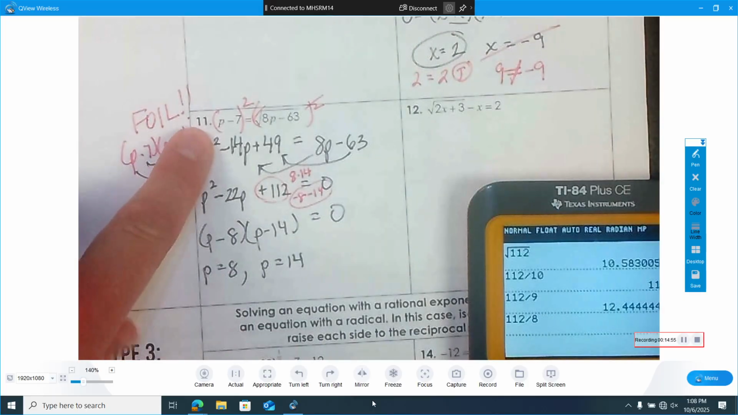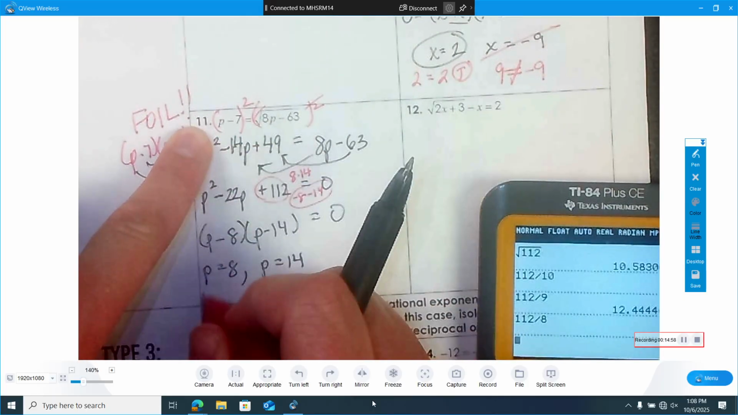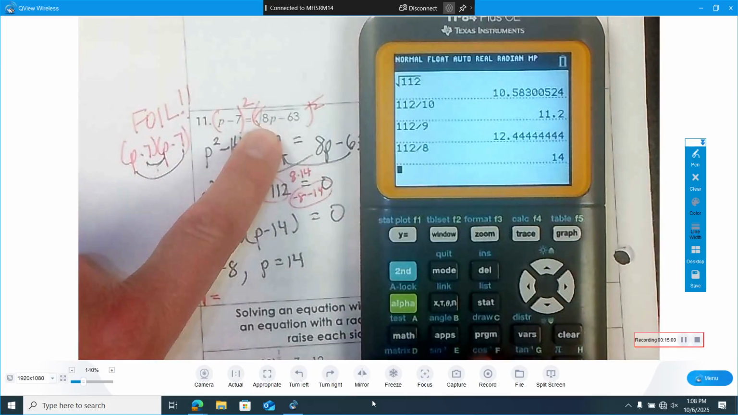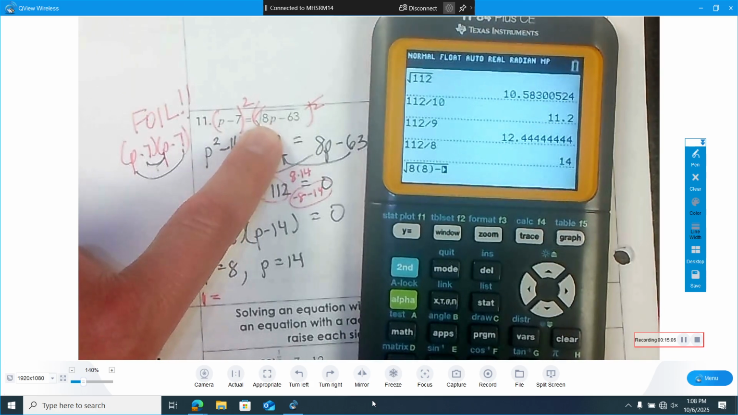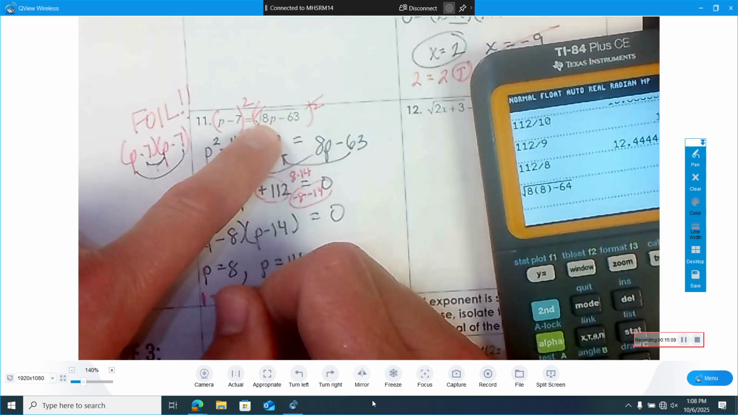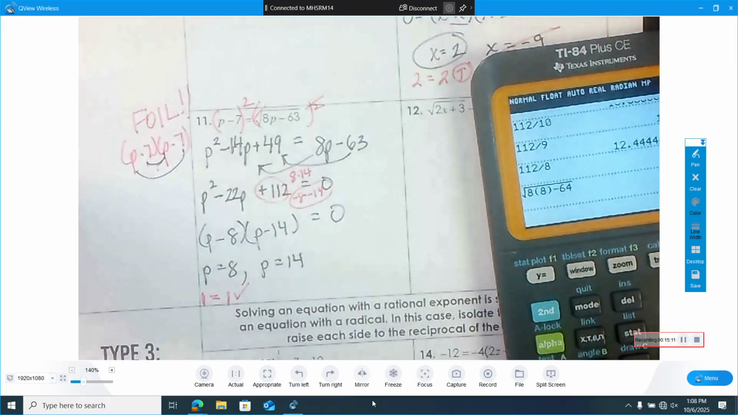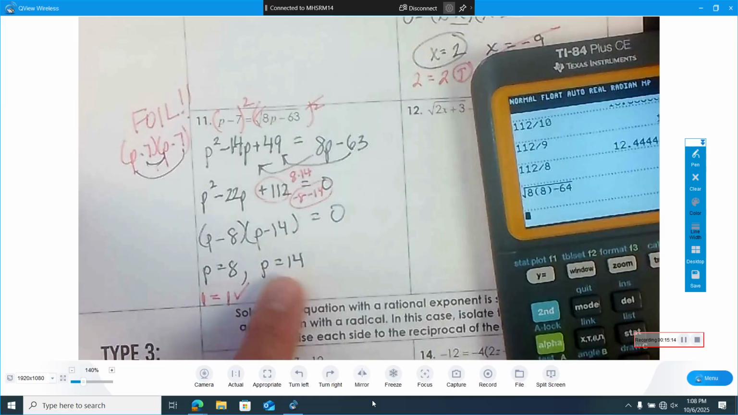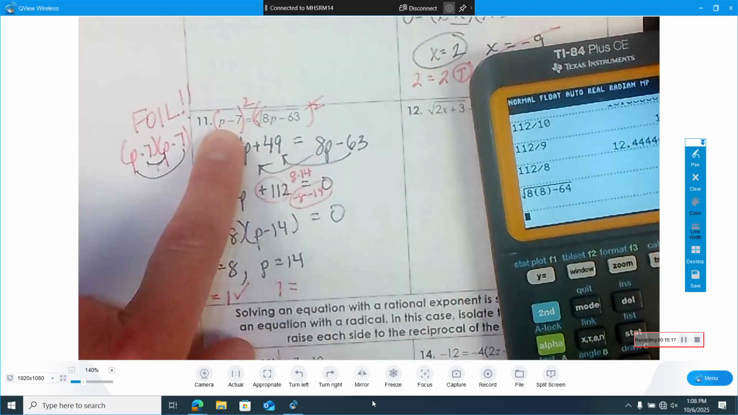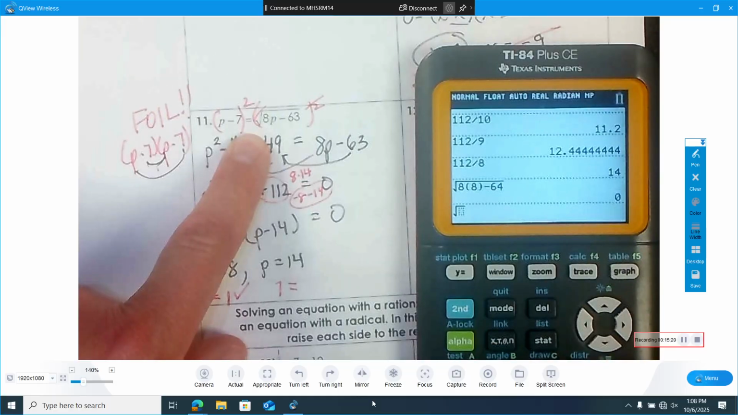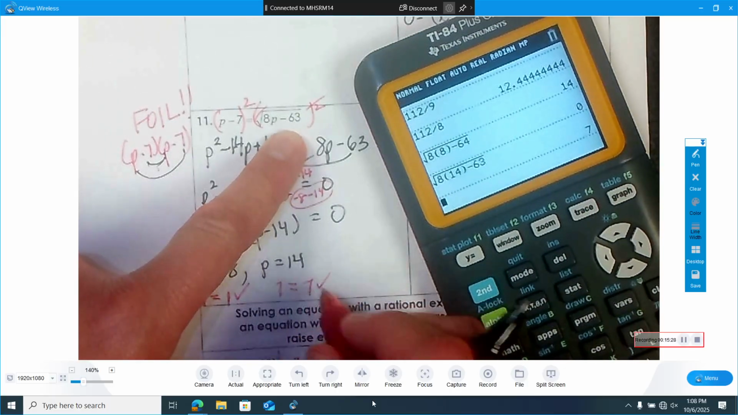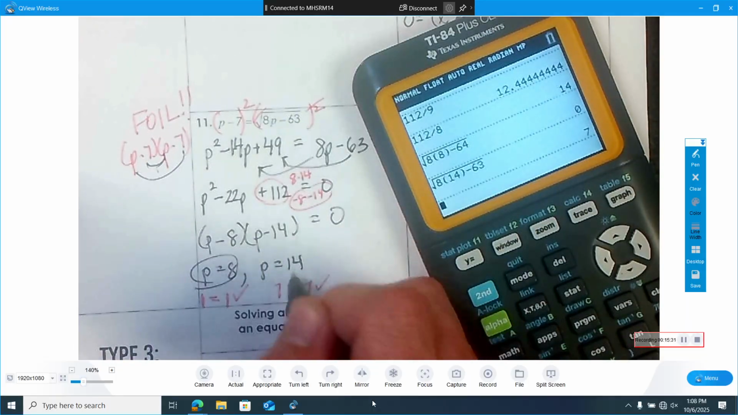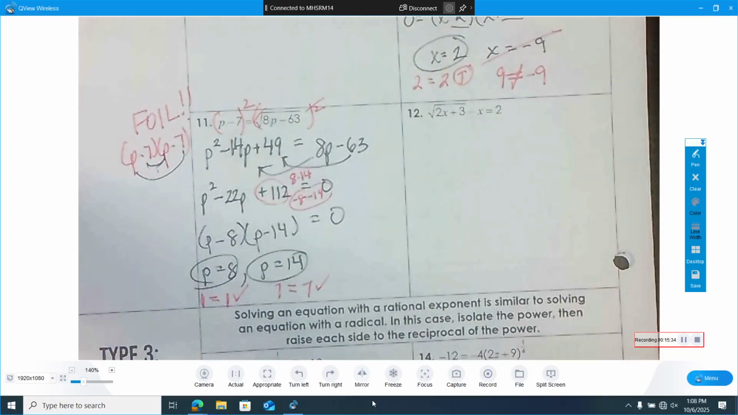So if I plug in my 8, on the left-hand side, I have 8 minus 7 equals 1. And on the right-hand side, I have the square root of 8 times 8 minus 63. Oh, that was 1. I could do that without my calculator. All right, that one checks out just fine. When I plug in 14, 14 minus 7 is 7 on the left. And on the right, 8 times 14 minus 63, I get 7 as well. 7 on the right, 7 on the left. Both answers check out just fine. Both answers balance.